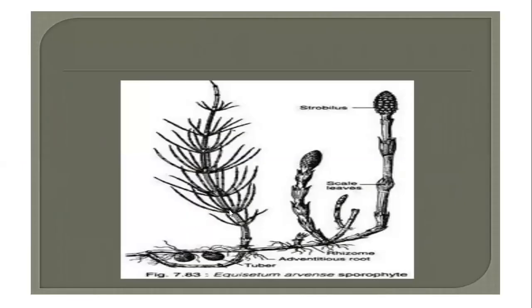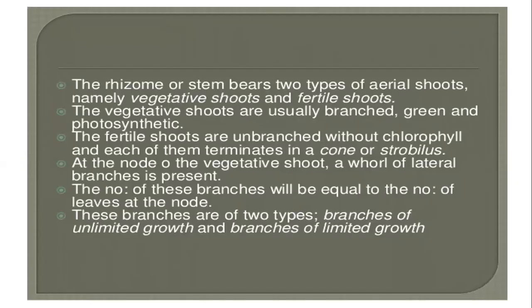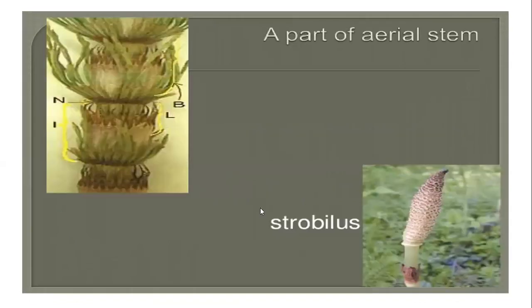Okay, so you can look into this here. At each node, how many leaves will be there? So that many branches it is going to develop. Now, these branches that develop at each node are of 2 types. One is called branches of unlimited growth and the other branches of limited growth. That means some of the branches grow unlimitedly and do not form any cone or strobilus. Whereas certain branches are limited. They grow to a certain height and then stop their growth. Those are called the limited growth branches.